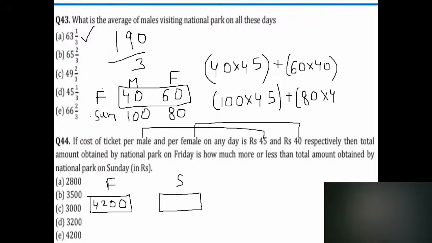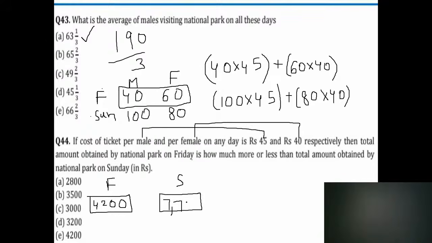Now if we further simplify this one, we get 100 into 45, 4,500. Next 80 into 40, which is 3,200. So if we add all the numbers, we will be getting the total price that the park got on Sunday. So the total price is 7,700 on Sunday.